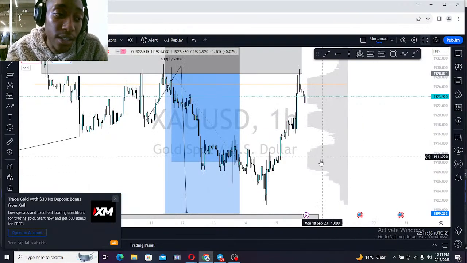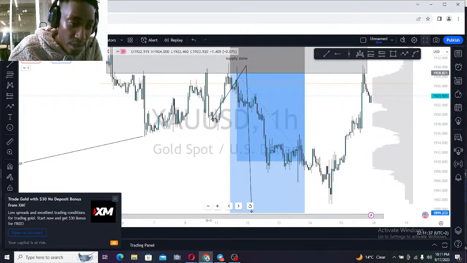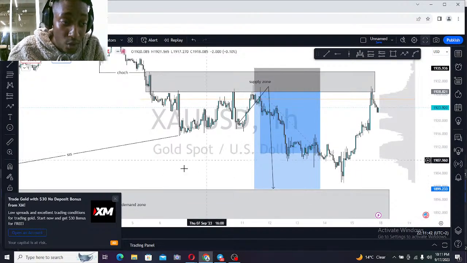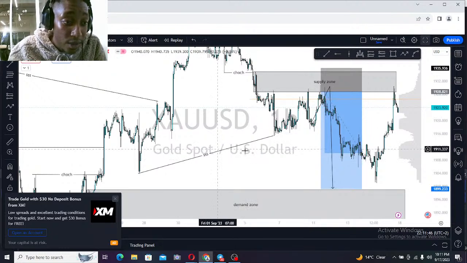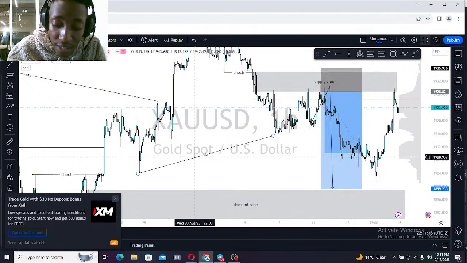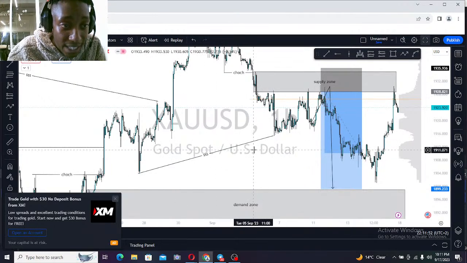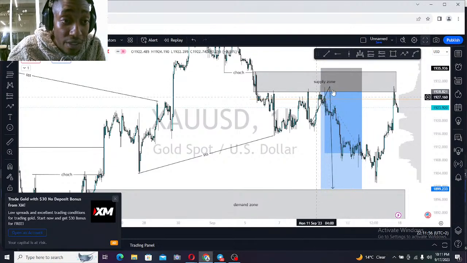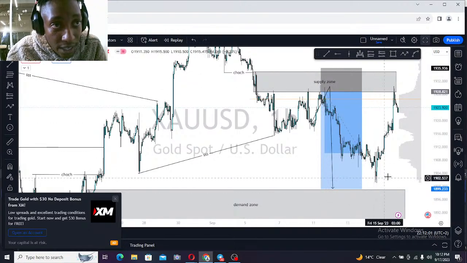So this was last week's analysis on gold. Look at this setup. We were targeting this liquidity that was created below here. You understand? The market created liquidity. It went up to test the supply zone. After testing the supply zone, it went down. We took profit here, you understand?